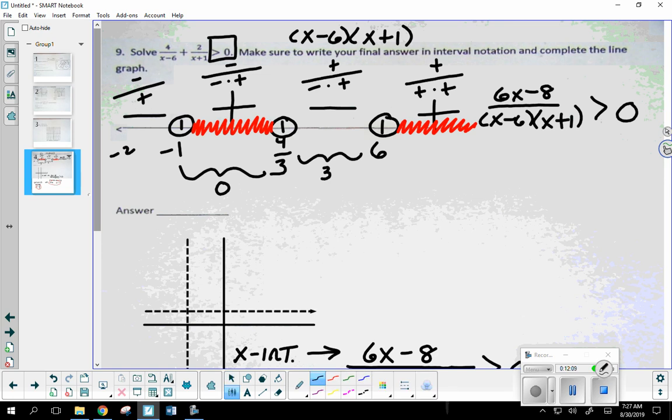Now the sign chart is the work. Your final answer is to write those regions as interval notation. So this first interval would be from negative 1 to 4/3. Let me erase this. Don't need it anymore. Both parentheses because they're open circles. Union the other interval which starts at 6. And that would be my solution. All values of x that would make this a true statement.